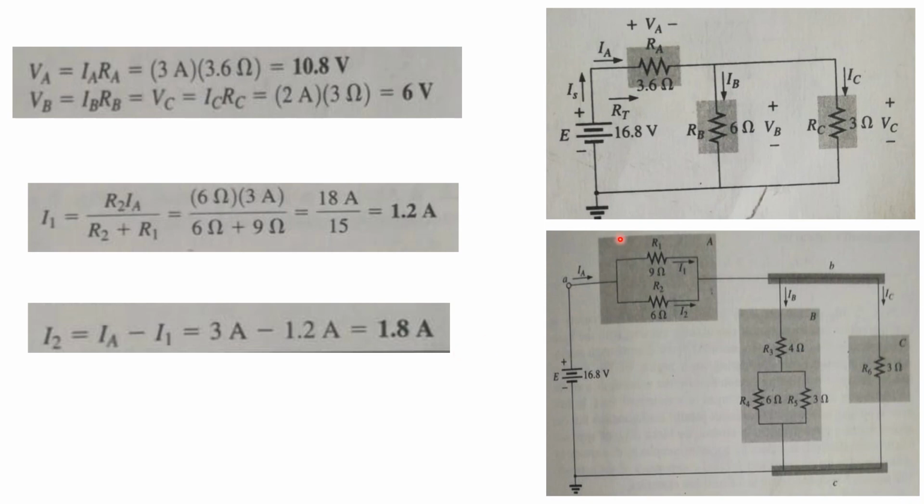So we found all the values of the currents mentioned in the circuit and the voltages mentioned in the circuit. So this is the solution of this series and parallel configuration. You can solve any question related to this configuration using this method.